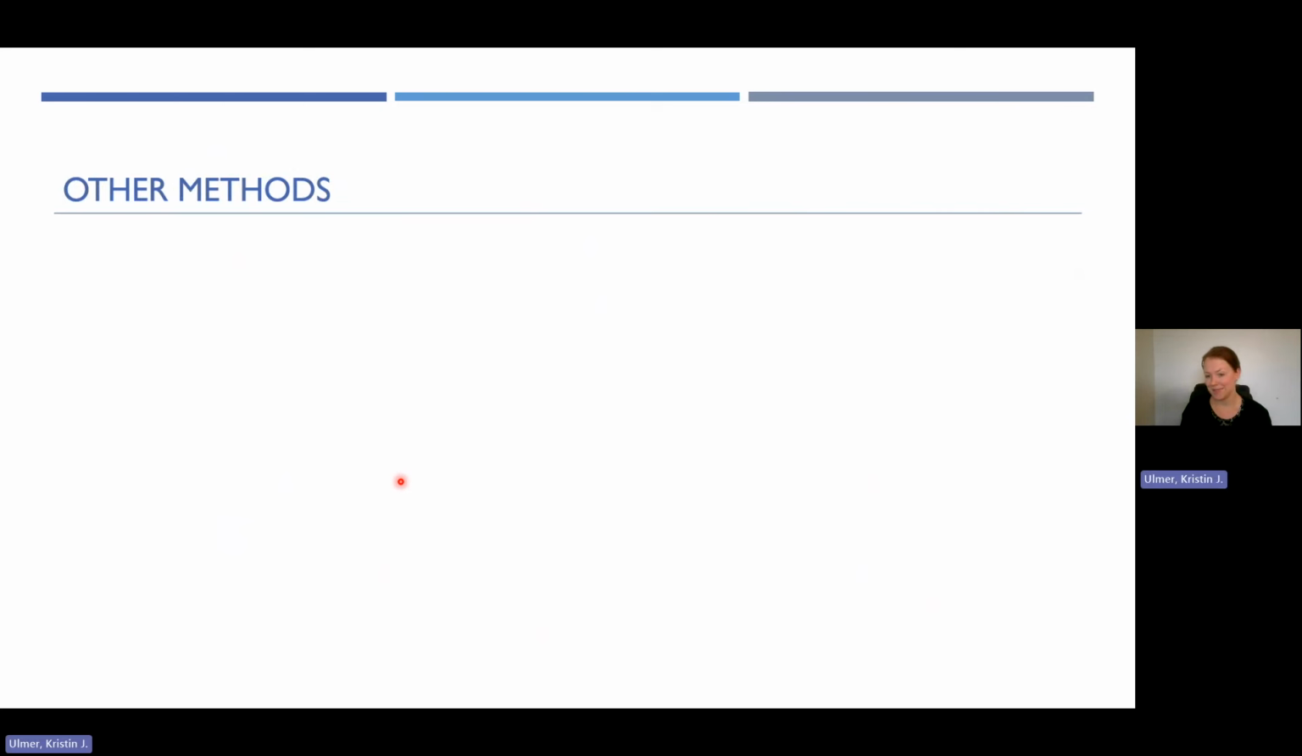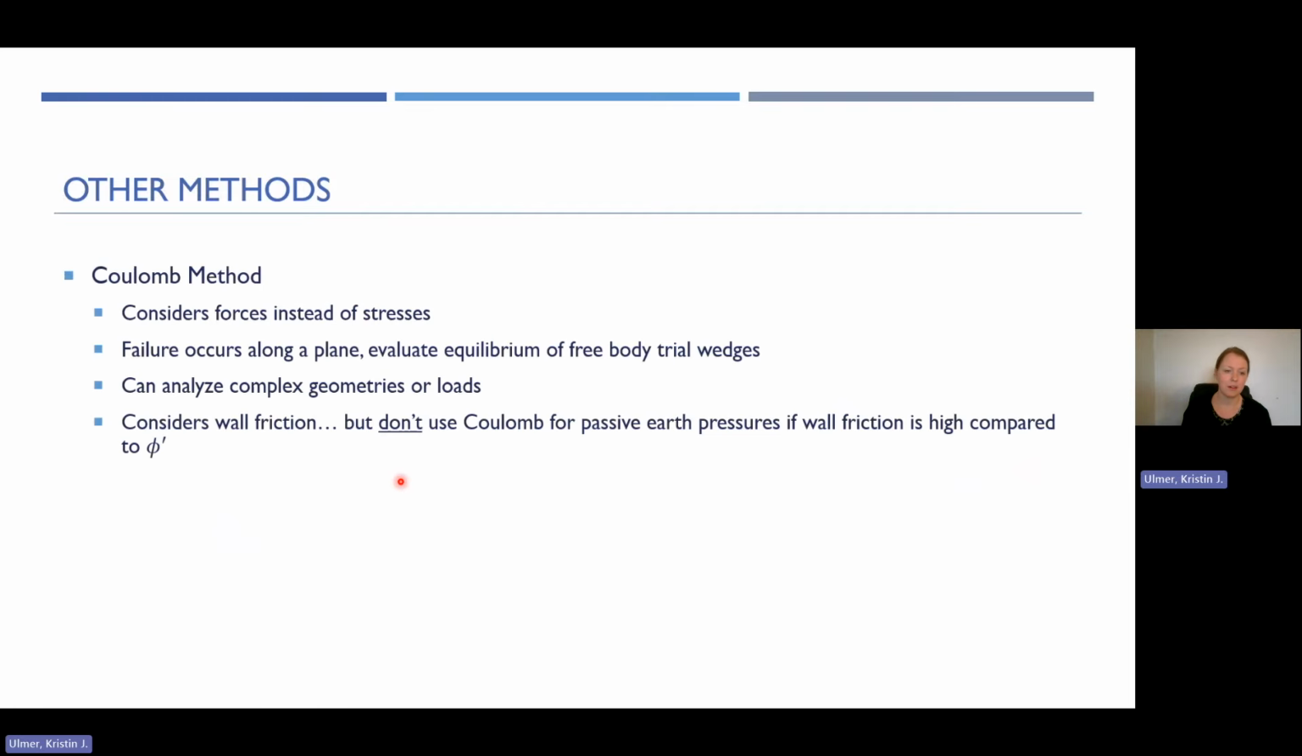There are other methods to estimating lateral earth pressures. So as I mentioned in this video, I've been focusing on the Rankine method, but there are some others. There's the Coulomb method. This one considers forces instead of stresses. So when we were talking about Rankine, we used our stresses and Mohr circles to come up with the method, or rather Rankine did, but we can see how the method was derived using stresses. In the Coulomb method, we're looking at forces.